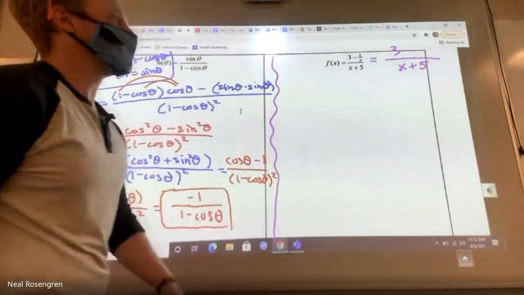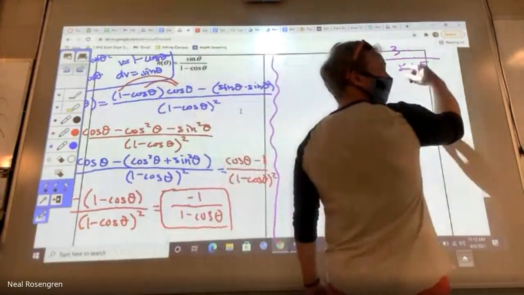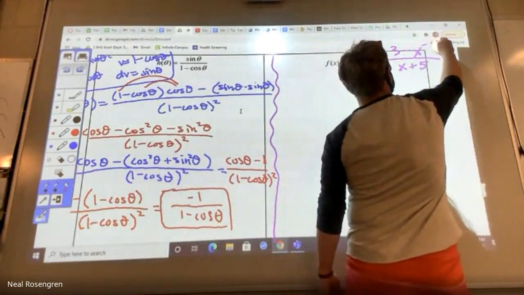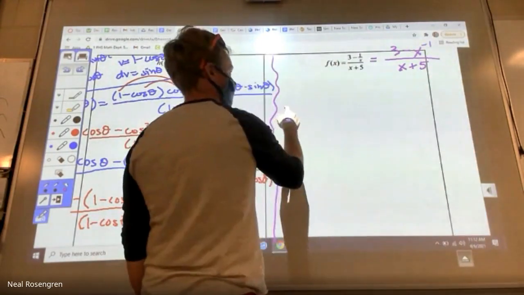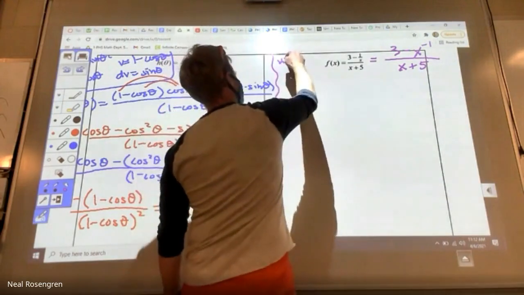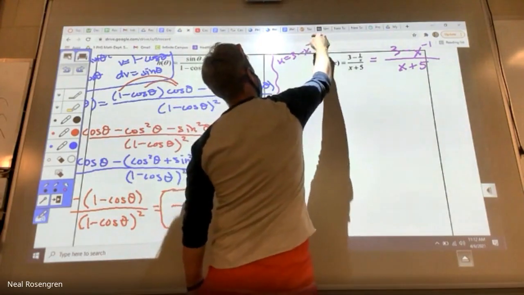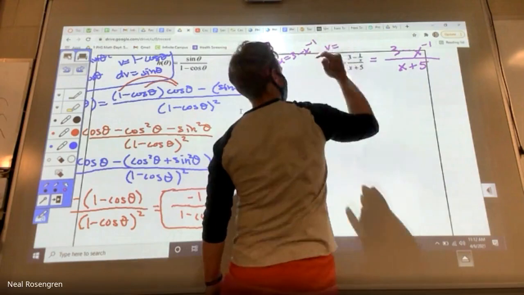it's hard. Rewrite f of x first. I'm gonna get to it because we only have 2 minutes left. It's 3 minus x to the negative 1. 3 minus x to the negative 1. What a bitch in math.